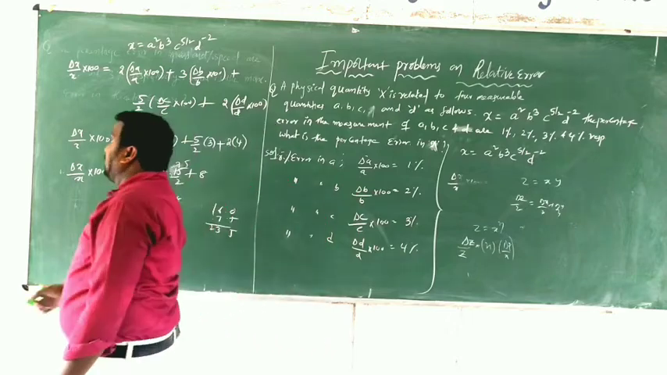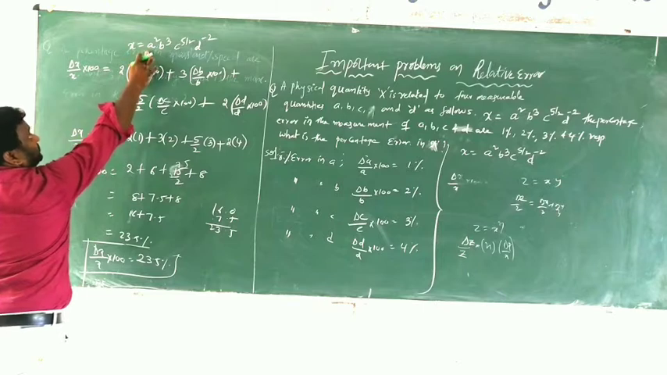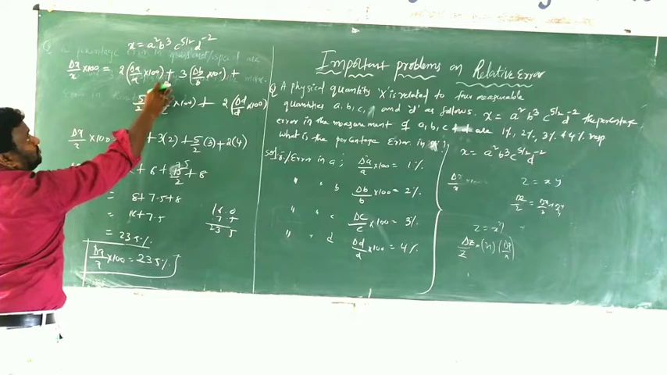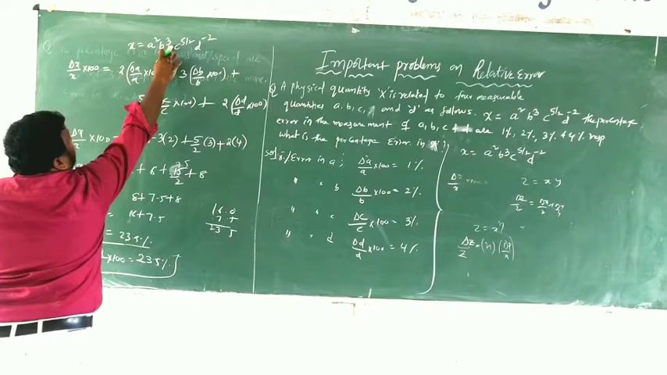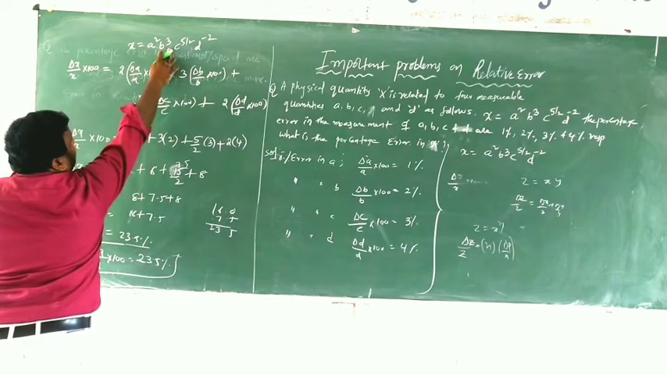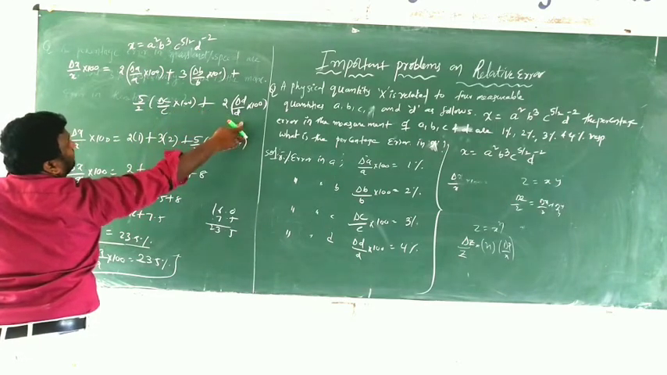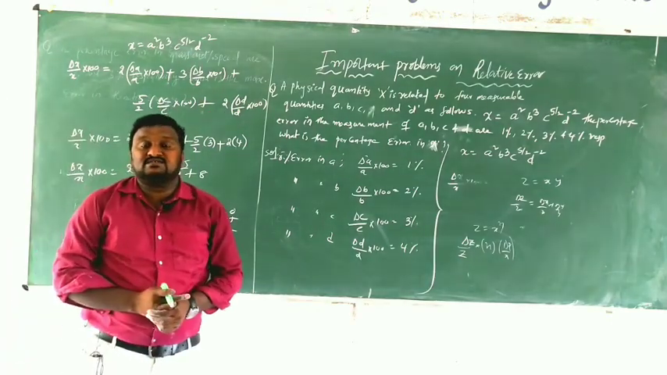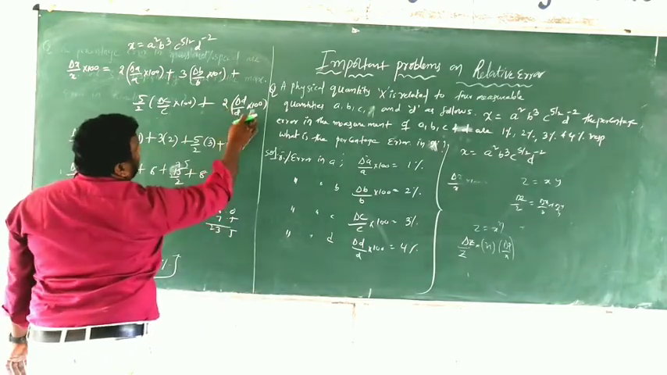So here, power is 2, so 2 into its percent error, delta a by a into 100, plus again power into percent of error: 3 into delta b by b into 100, plus again power 5 by 2 into delta c by c into 100, plus again power into error. How much power is there? Minus 2. Even though we have minus, we will take plus only. That's why I am writing plus 2 into delta d by d into 100.